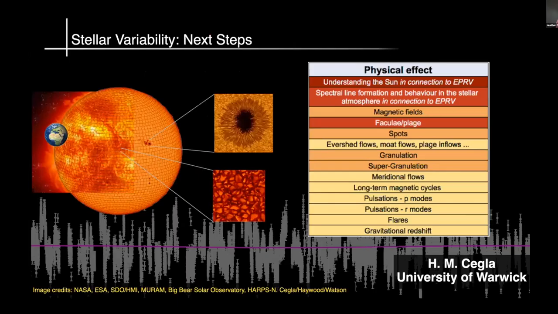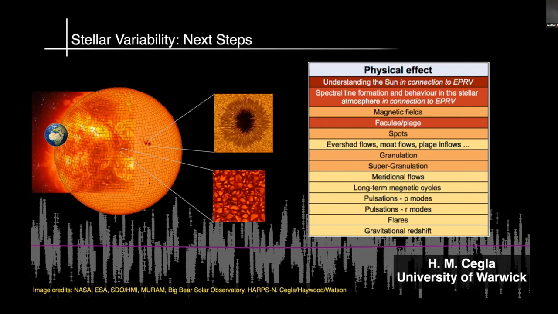To highlight from that initiative and to summarize the talk, here are the various physical effects I've mentioned today, color-coded by where we should be investing our next steps, our time and resources, in terms of improving our knowledge. In particular, understanding how we can use the sun, which is our best studied star, and connect it to other types of stars, and getting the fundamentals, like the line formation and the behavior of the stellar lines, as well as those facular plasma effects, because that seems to be the dominant effect that we need to understand for sun-like stars.